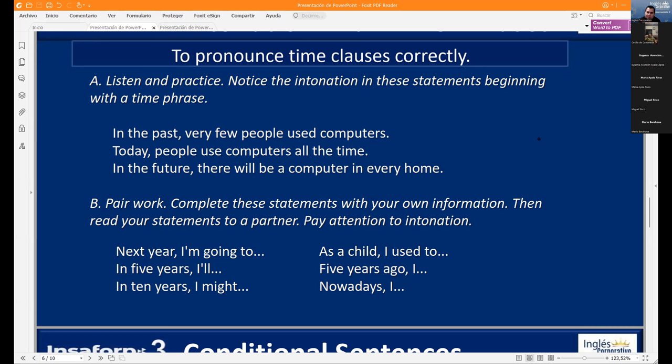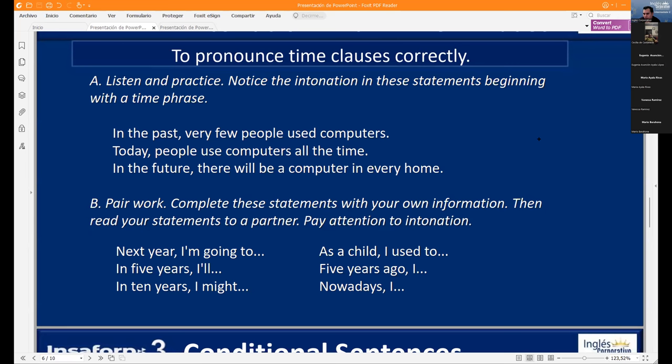Mm-hmm. 5 years ago, you were still living with your children. Or your children were still living with you. Oh, yes. Your children were still living with you. Nowadays, I only live with my husband. With your husband, okay. Yes. Excellent, very good. Next year, I'm going to turn 47. Mm-hmm. And in 10 years, I might be living in the USA with my son. Sure, of course, why not? Yes, very good. Somebody else?